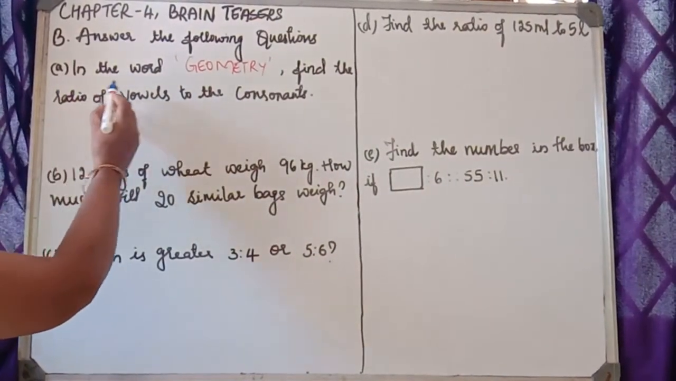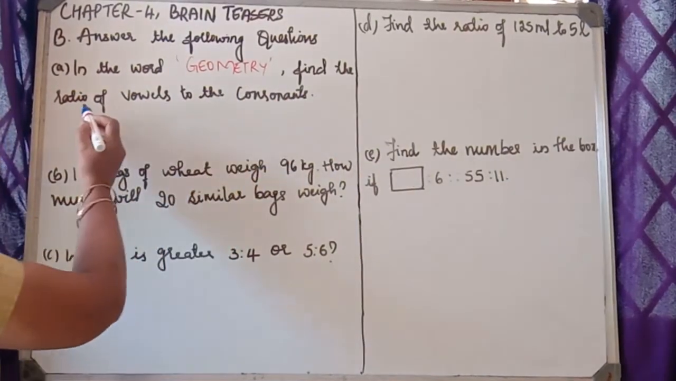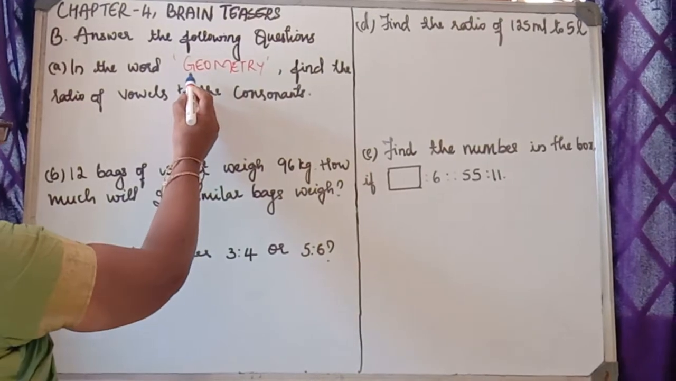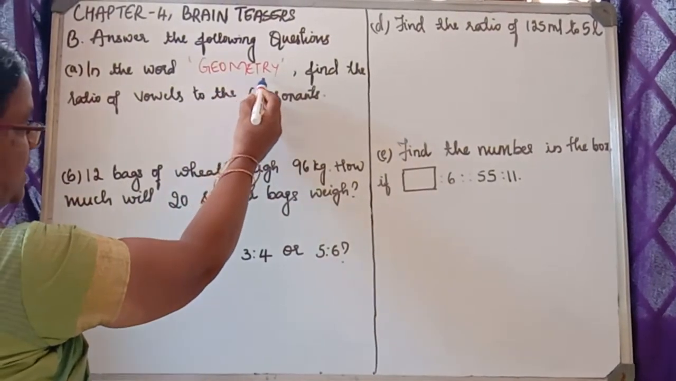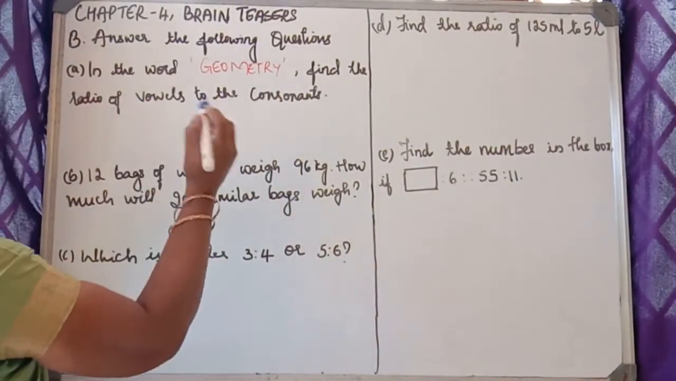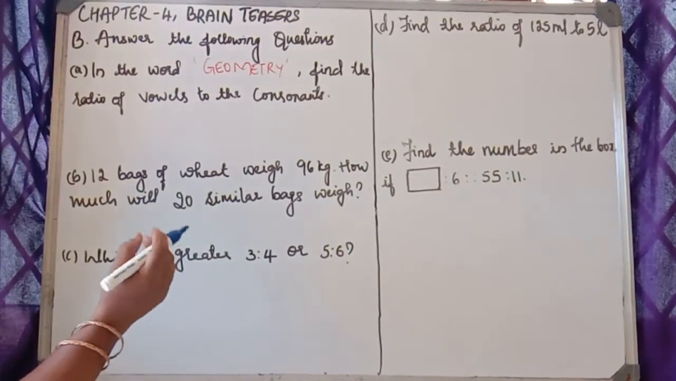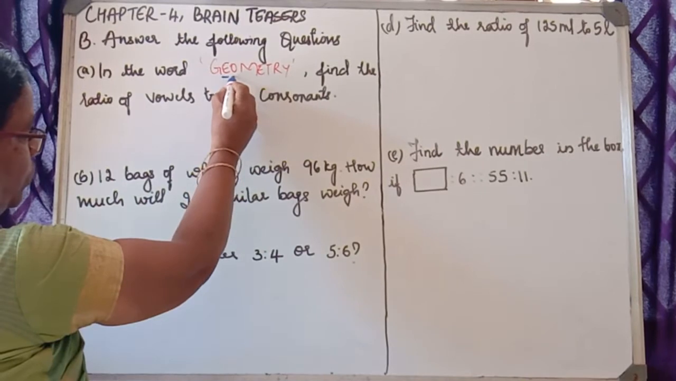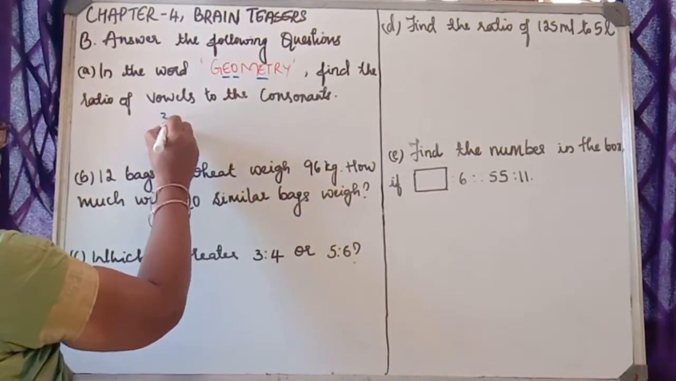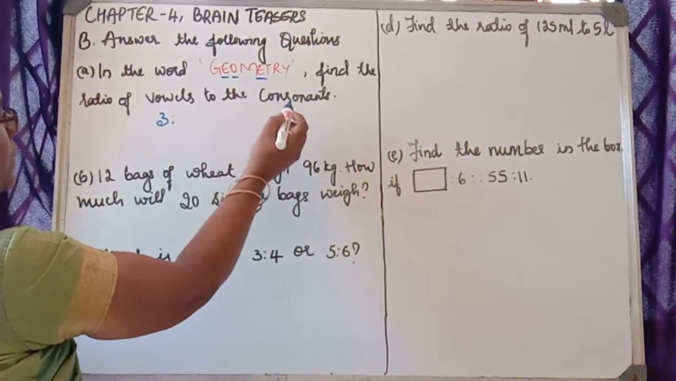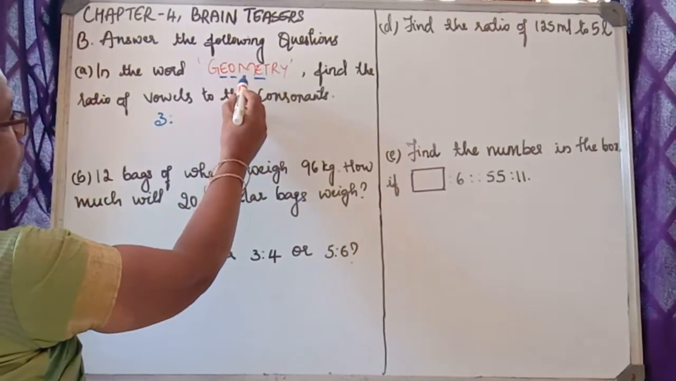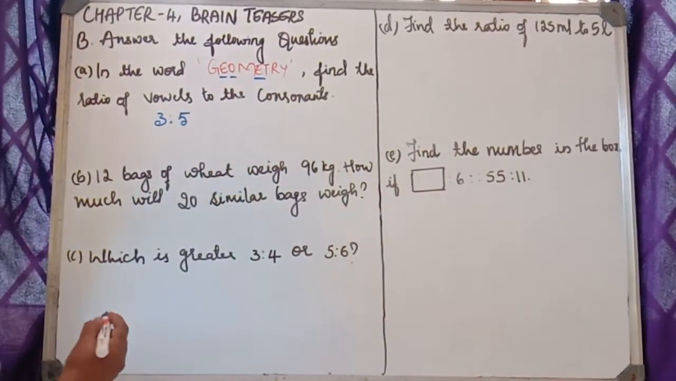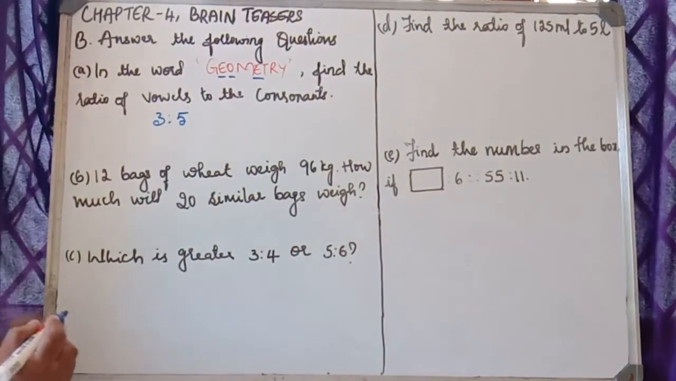First question, in the word geometry, find the ratio of vowels to the consonants. Here, G-E-O-M-E-T-R-Y. In this, do you know what vowels are? A, E, I, O, U. These 5 letters are vowels. Here, E, O, E. These 3 are vowels. How many consonants are there? 1, 2, 3, 4, 5. So, what is the ratio? 3:5.